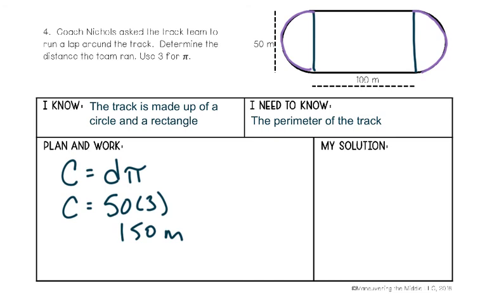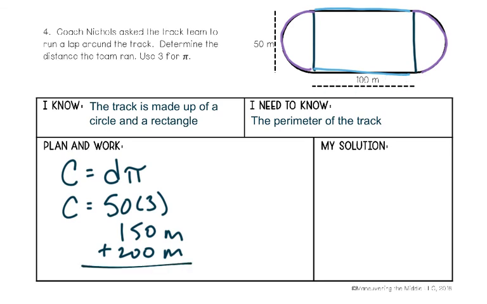Usually when we find perimeter, especially with rectangles, we would add up the lengths and both widths. However, in this case, I'm just running around the track. I'm not running here and here. So I don't need to find the perimeter of these 50s. I only need to add up this 100 and this 100 because that's the distance around the track. So 100 plus 100 is 200, and that would be all that I'm covering with the rectangle.